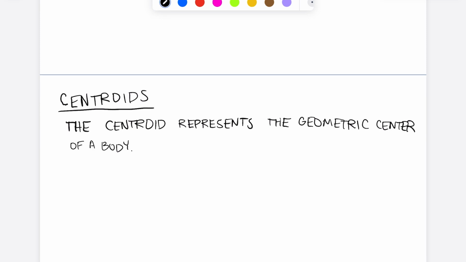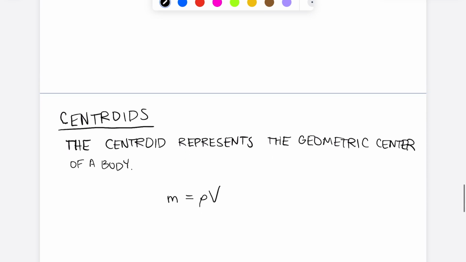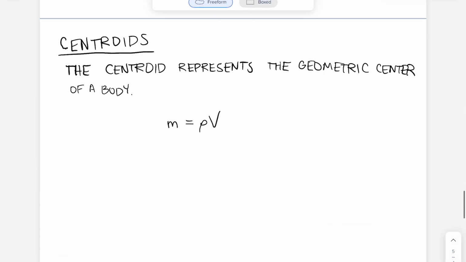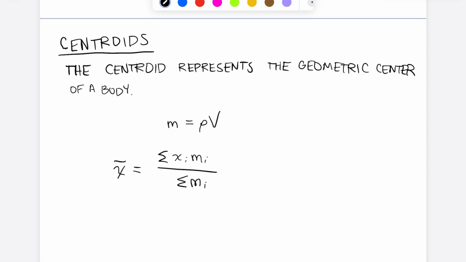If I rewrite, so I know that mass is equal to density times volume, right? And so if I want to rewrite my equation for the center of mass, as we've defined it up here, let me write my equation for center of mass. It's the sum of xi mi over the sum of mi. And now let's replace mi with rho, the density of the material, times vi.